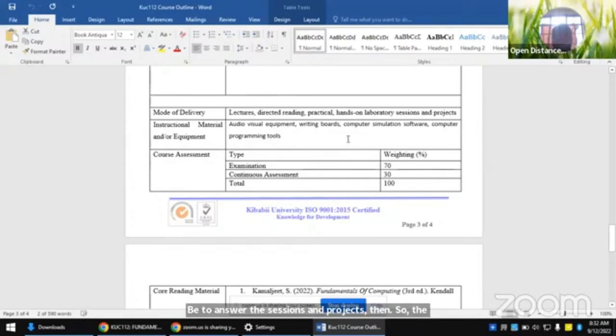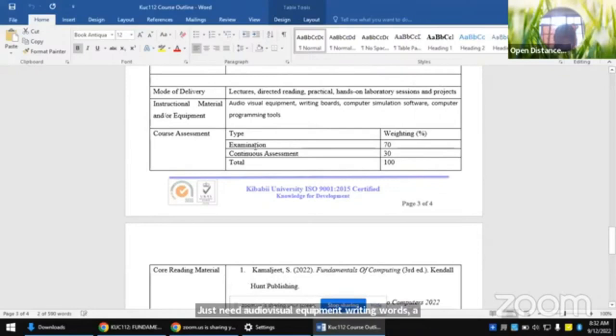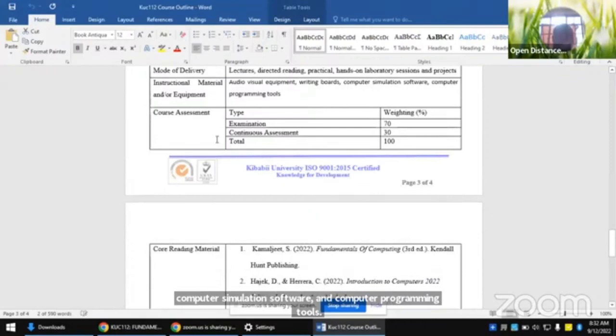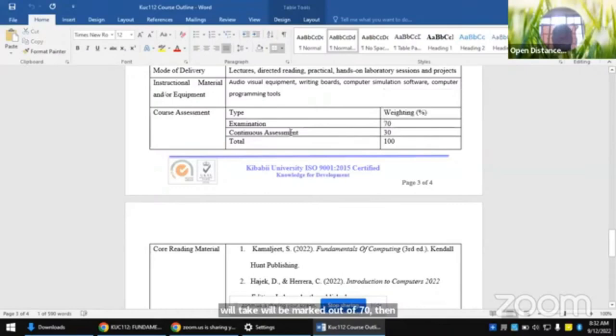Then the assessment, we are going to have two CATs and note the following: examination takes 70%. So you need to know that at the end of this semester, you are going to have an exam which will be marked out of 70. Then we have the continuous assessment test, which is going to take 30%, and note that we are going to have online CATs. So make sure that you are prepared to have online CATs.